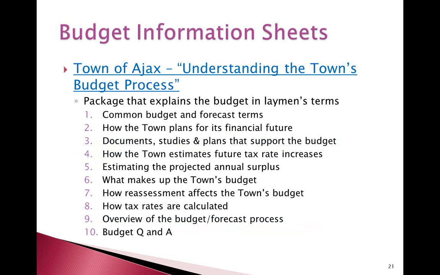This is the same concept from the town of Ajax, understanding the town's budget process. Instead of 5, they've done 10, a bit more specialized or focused topics, each one. Everything from common budget and forecast terms to how the town estimates future tax rate increases and how tax rates are calculated. It's a bit more detailed, and I recommend checking these out.